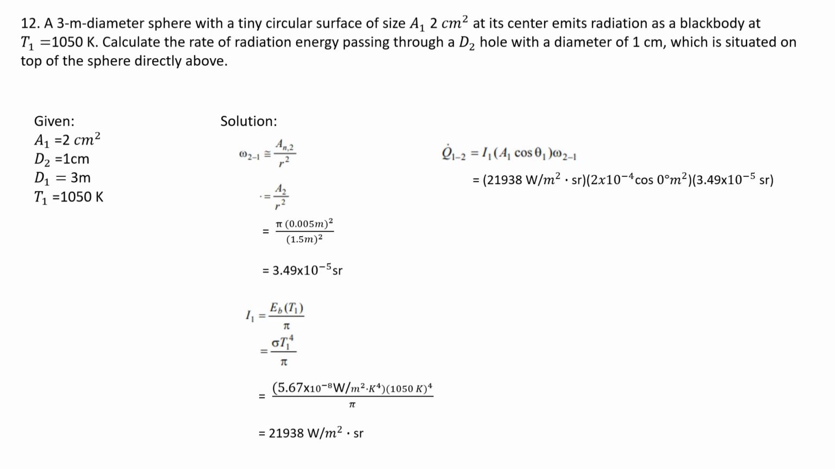We have the intensity, which is 21,938 watts per meter squared times sr, times 2 times 10 to the power negative 4 cos 0 degrees meter squared, times 3.49 times 10 to the power negative 5, which is the omega 2-1. And the answer will be 1.531 times 10 to the power negative 4 watts.